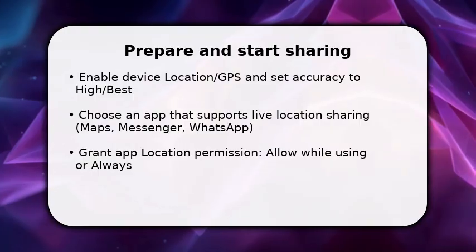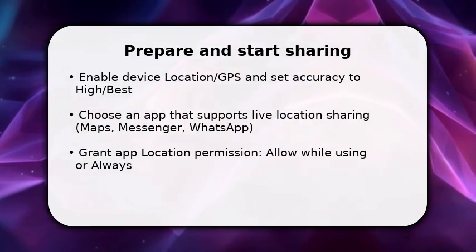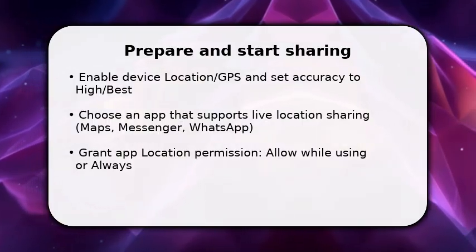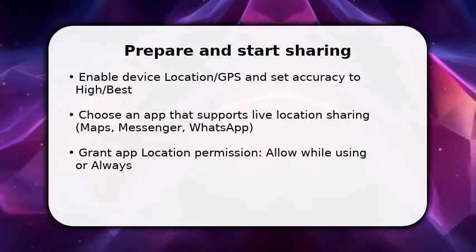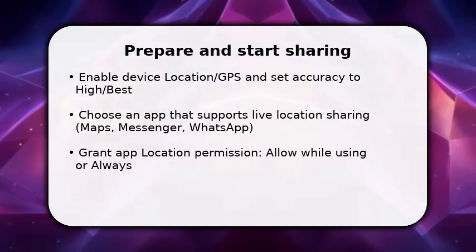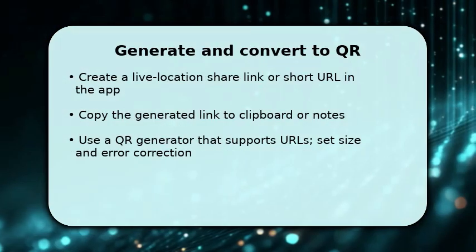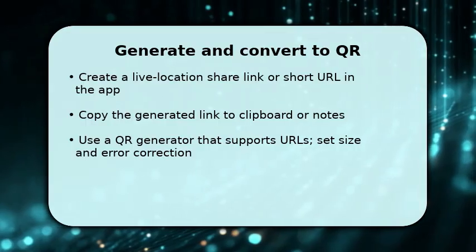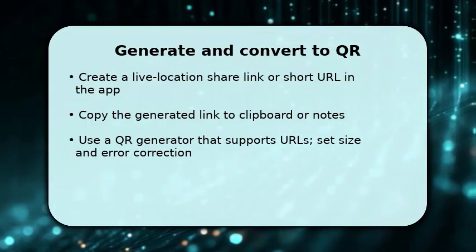Once the app is ready, select the live or real-time option rather than a static drop pin and set the duration if prompted. Make sure you're connected to the internet, cellular or Wi-Fi, so the live coordinates update. Once you have the app's live location link, copy it. You'll convert that link into a QR code so others can scan and view live updates.